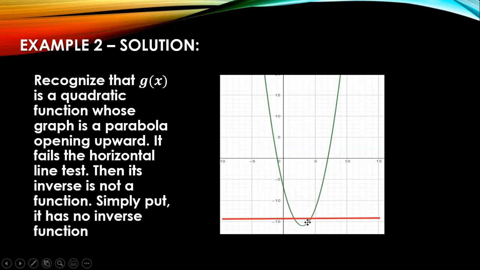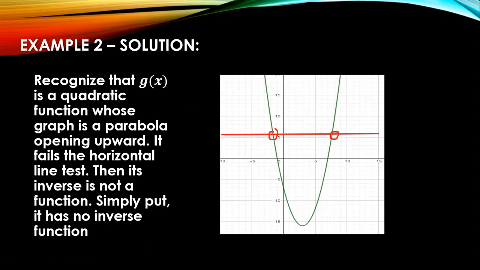So, iyan. Kahit i-move natin, no? So, dalawa yung nai-intersect niya lagi sa graph. So, thus, this is not a one-to-one function. So, wala po siyang inverse. So, simply put, it has no inverse function. So, yun na po yung sagot. It has no inverse function.